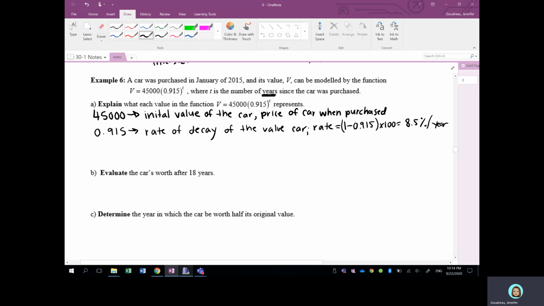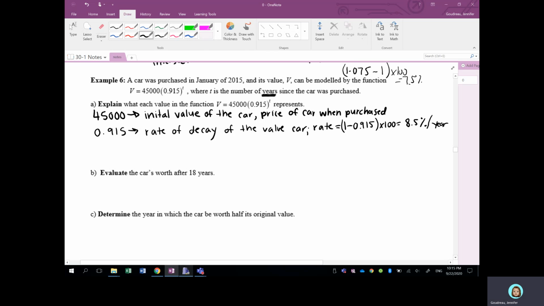Keep in mind that if we had a growth rate, we would determine that rate a little bit differently. Let's say, for example, the base was 1.075. Then we would do a similar thing, but we would subtract 1 and then multiply by 100. So in this case, the growth rate would be 7.5%. Just pay attention to your B value and recognize that you're going to have to go from the B value to either the rate of decay or depreciation, or if the B value is greater than 1, we'll have to find the rate of appreciation or growth.